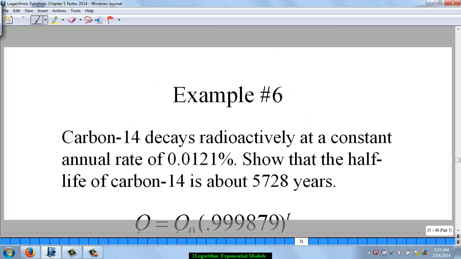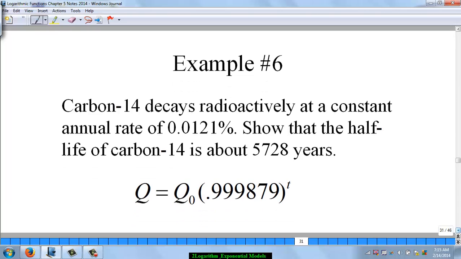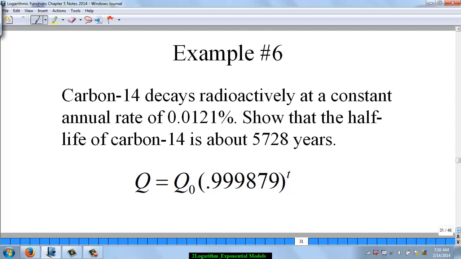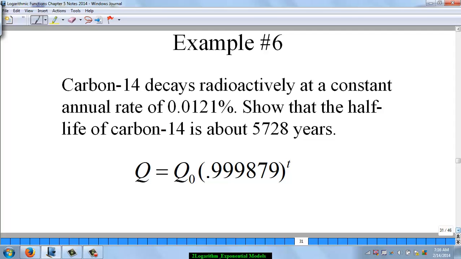Okay, example number 6. Carbon-14 decays radioactively at a constant annual rate of 0.0121%. Show that the half-life of carbon-14 is about 5,728 years. Well, they did the hard work for us because they took this percent and moved it over, actually, excuse me, the wrong way. You move it over 2 more places because it's a percent, so you have to divide by 100, and then they subtracted that from 1 to get our B, because 1 minus our rate is going to be what our B is.